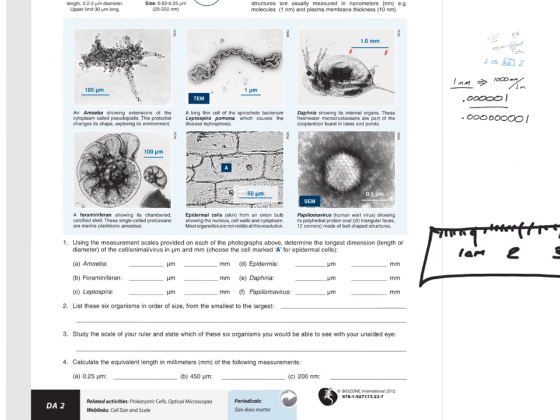These down here, this is micrometers, this is micrometers, this is micrometers. So again, this is 0.1 micrometers for this whole distance. This is 50 micrometers for this whole distance, where this is 100 micrometers. So it's kind of hard to do.